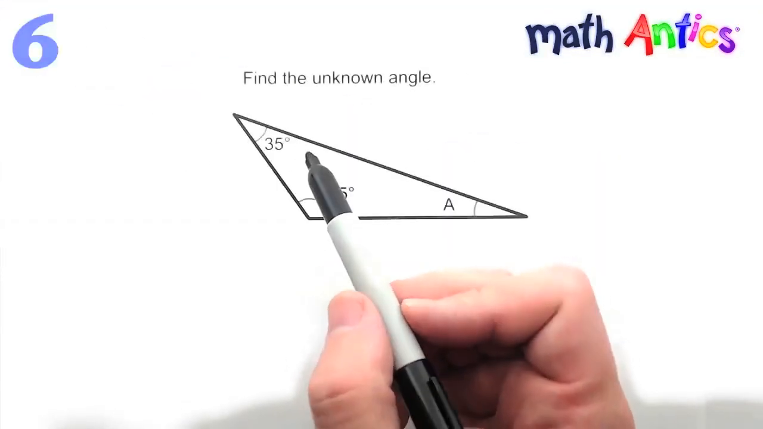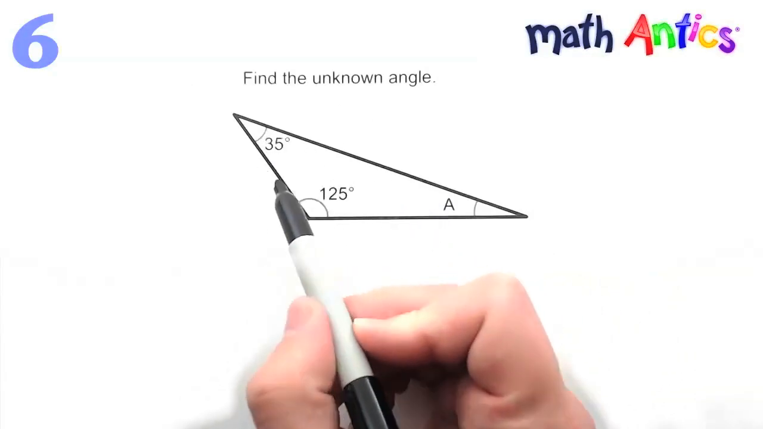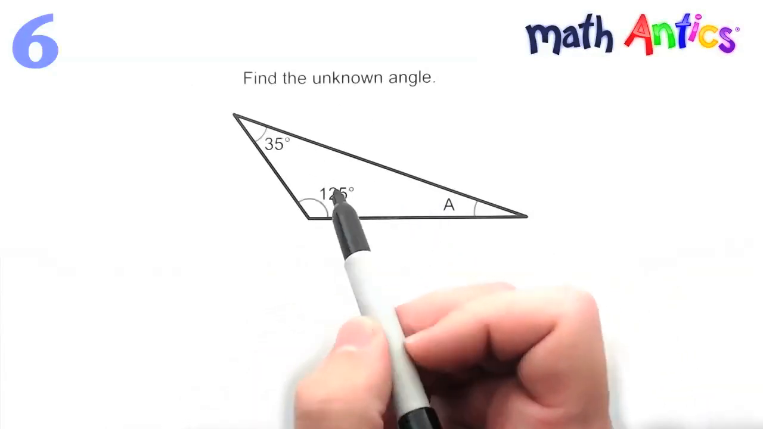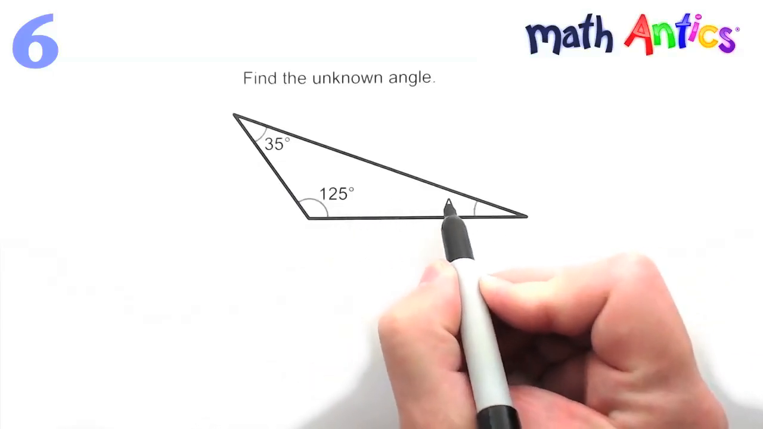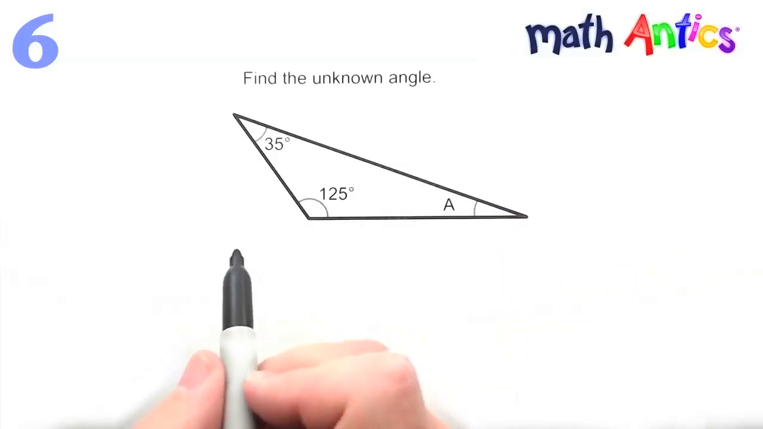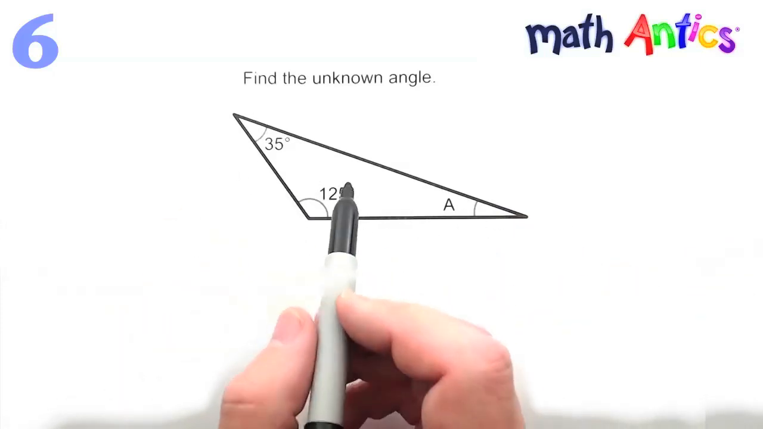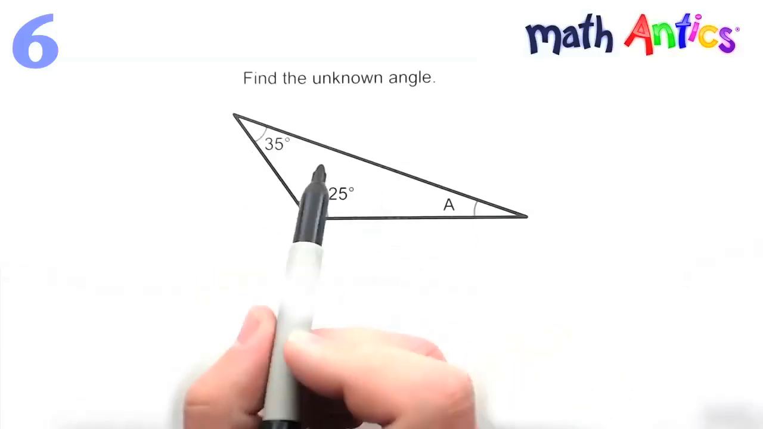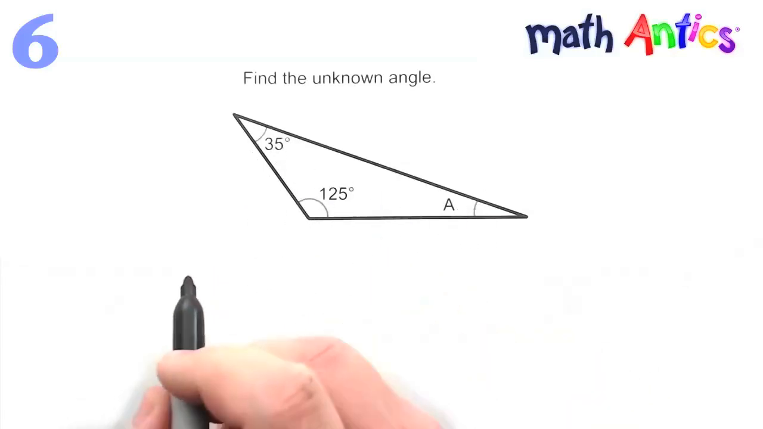For our next problem, we also are supposed to find the unknown angle. We have these two angles marked, 35 degrees and 125 degrees. And then once again, it's labeled angle A. That's the one we need to find out. And so we will add these two up and subtract them from 180 degrees, which is the total of all the angles inside a triangle. And that will be the measure of angle A.